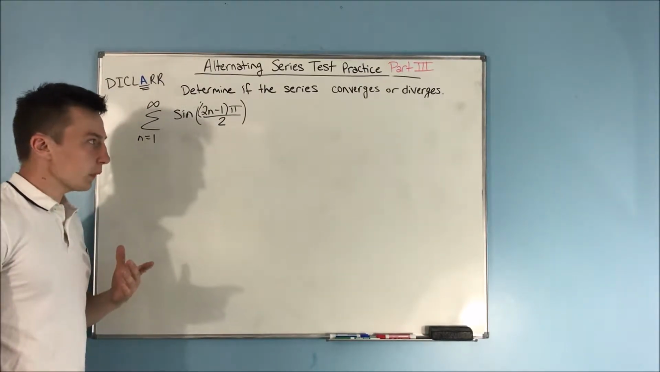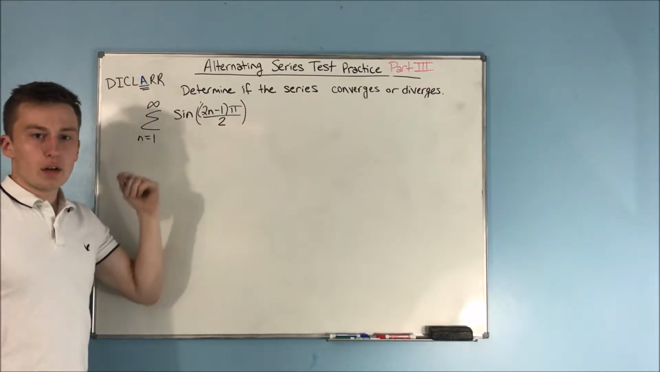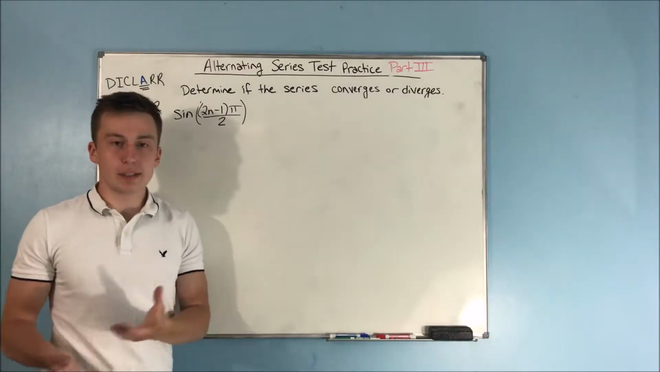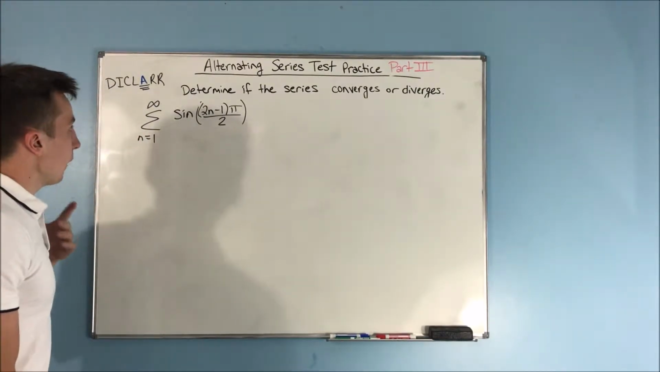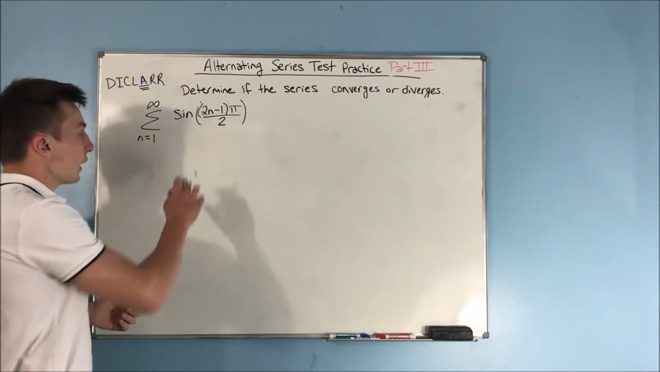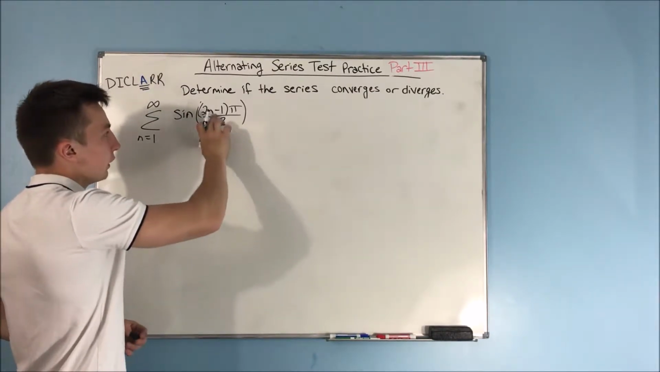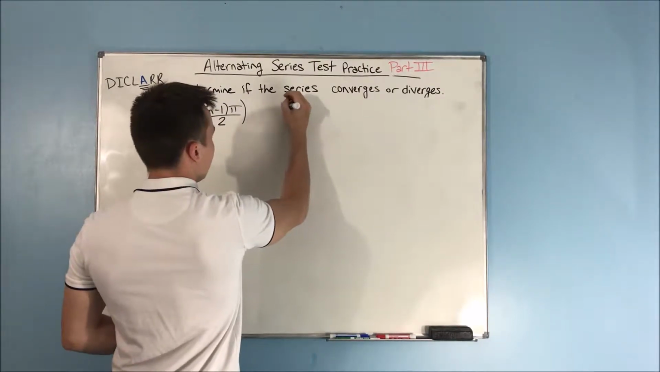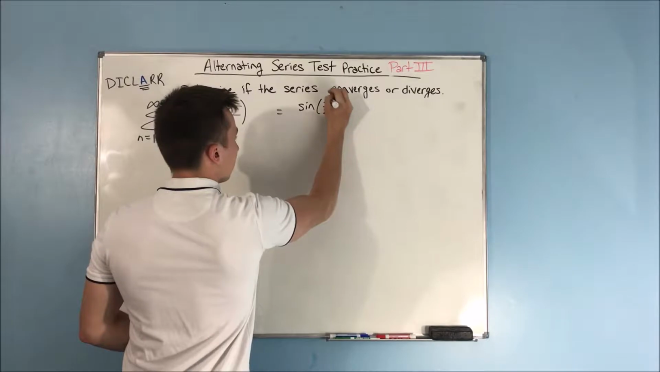You notice we have a trig function with a bunch of weird stuff in it, and you're probably wondering what this is even talking about. Well, if you start plugging in, we plug in 1, we get sine of 2 times 1, that's 2, 2 minus 1 is 1, so you get pi over 2. That's your first term: sine of pi over 2.